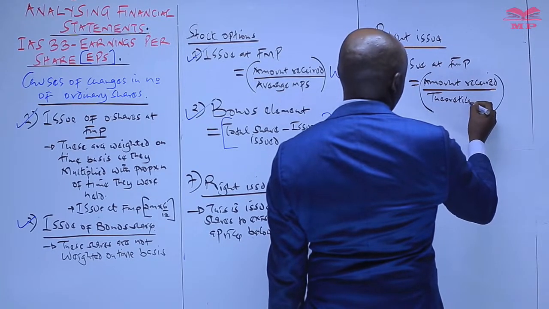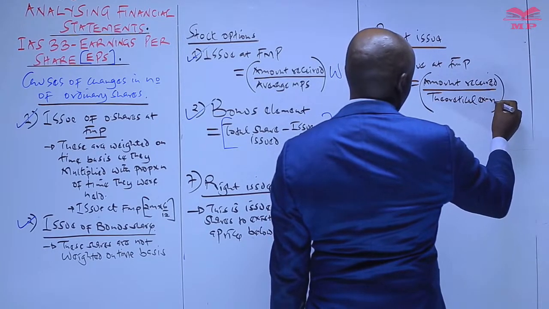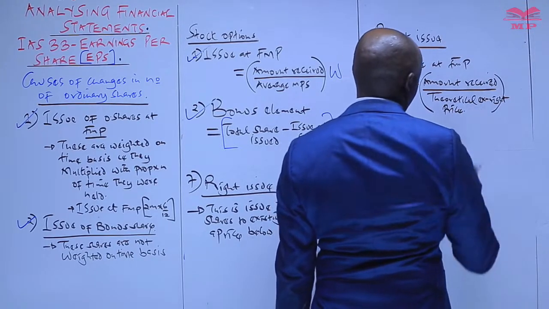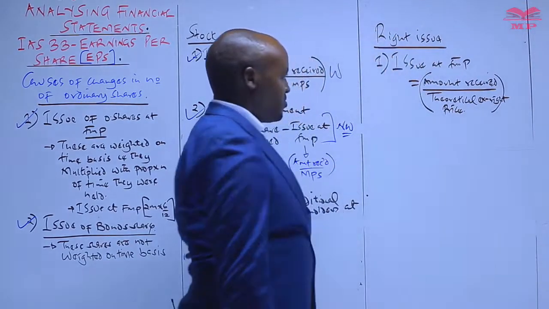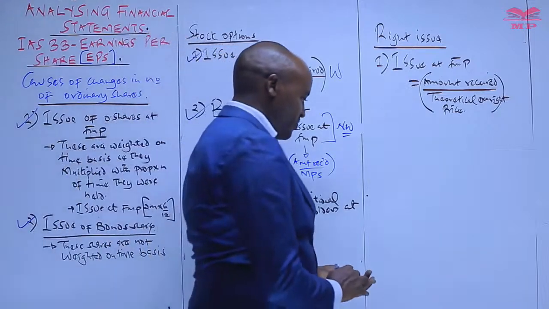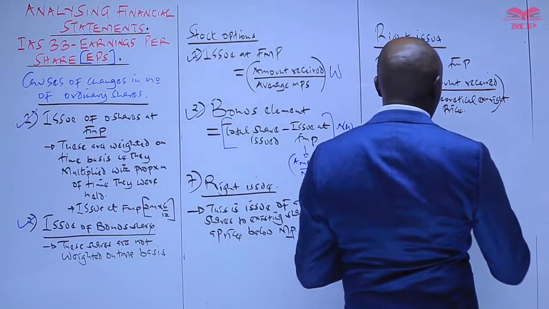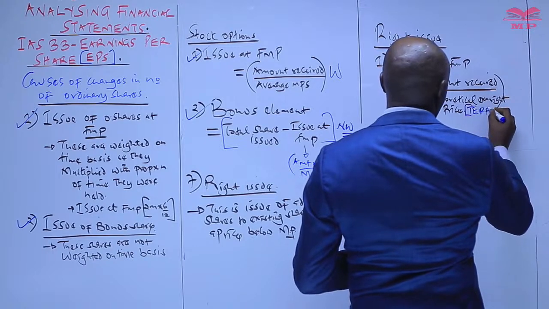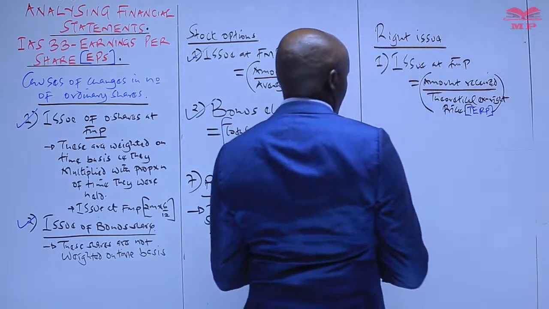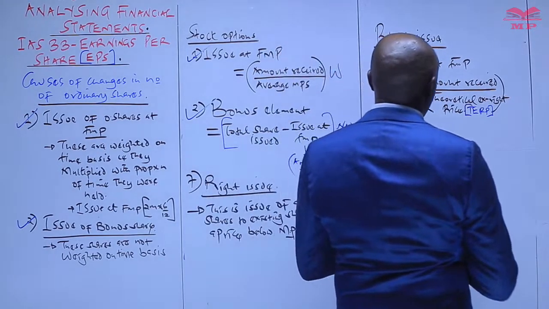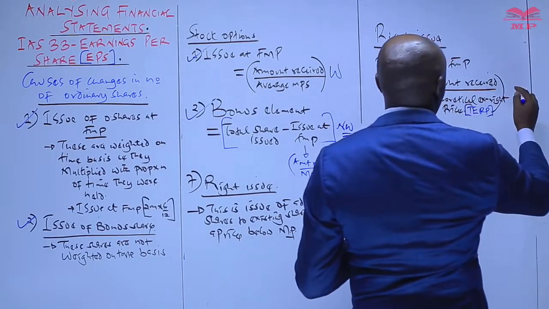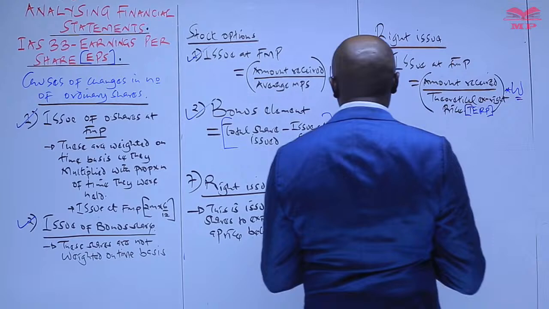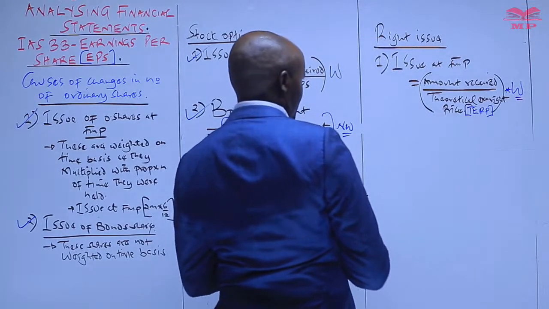ex-right price. Theoretical ex-right price. I'll explain later what the theoretical ex-right price is, and also how we compute it, because that is a price which the examiner will not have given you. And then these shares, because they are issued at full market price, our rule remains that you have to multiply them with the proportion of time they were held during that year.